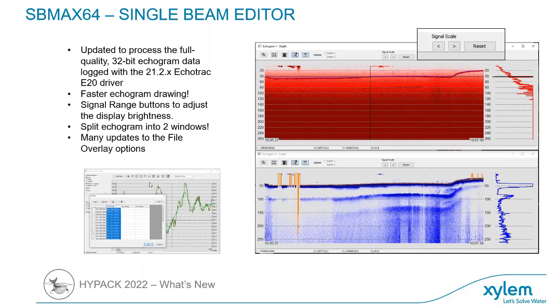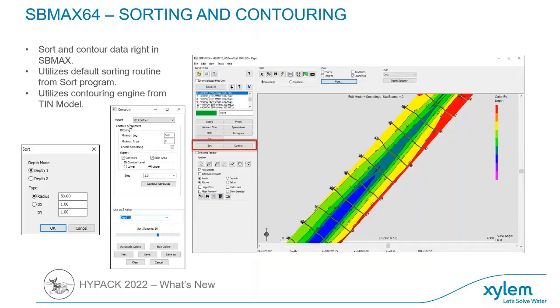What else? We did some changes to the overlay under the file drop-down menu. There's an overlay option where you can take a previous survey and overlay it, so you can compare the difference in depths of a conditional survey or whatever. And we've added more functionality to that spreadsheet, so that's available in the SB Max 64.